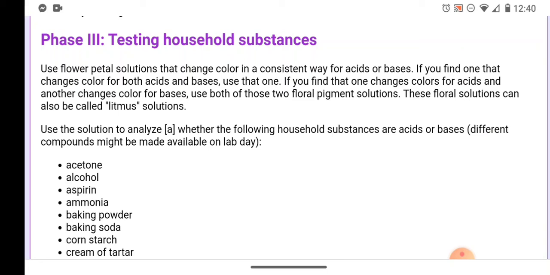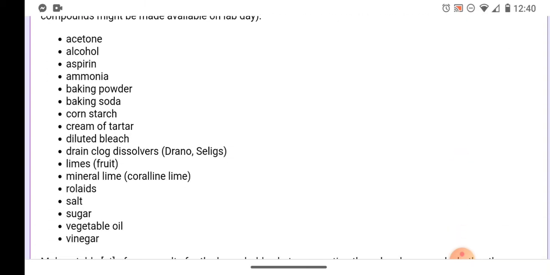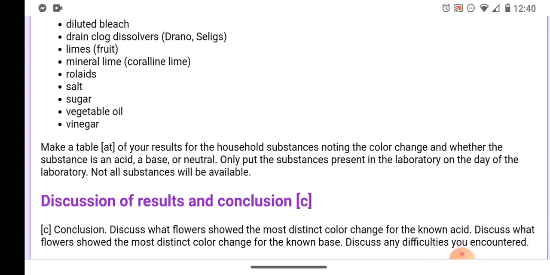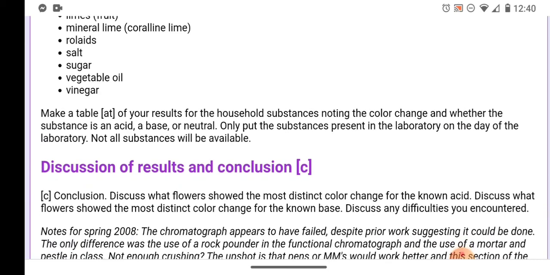In phase three, we'll test some household substances to see whether they are an acid or base. And there'll be some different things in the lab that day. This will generate a second table of results for the household substances, noting the color change and whether that means it's an acid, a base, or neutral. If you have a good floral solution that changes color for acids and bases, then a neutral will be indicated by no color change. But finding a flower that works can be complicated.